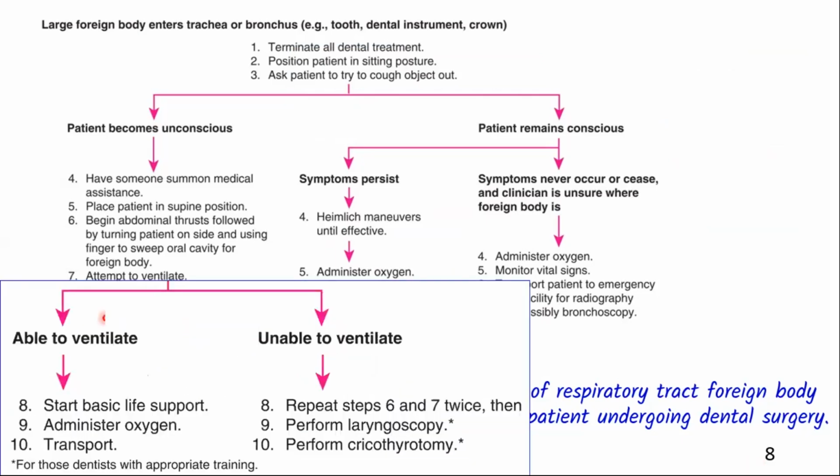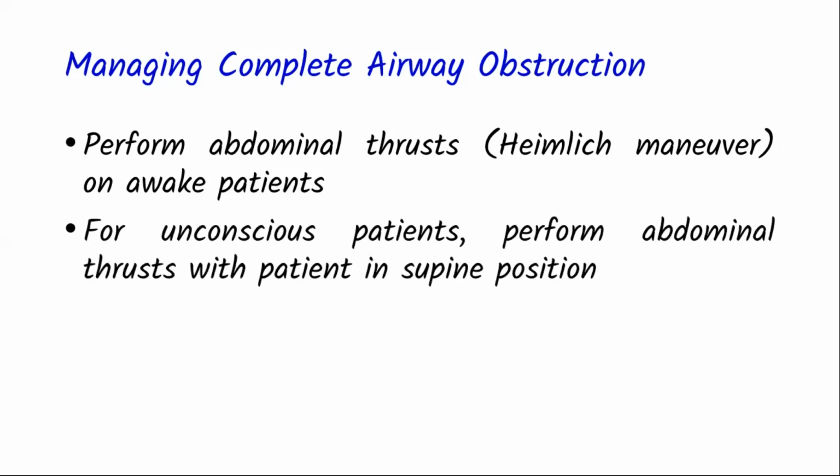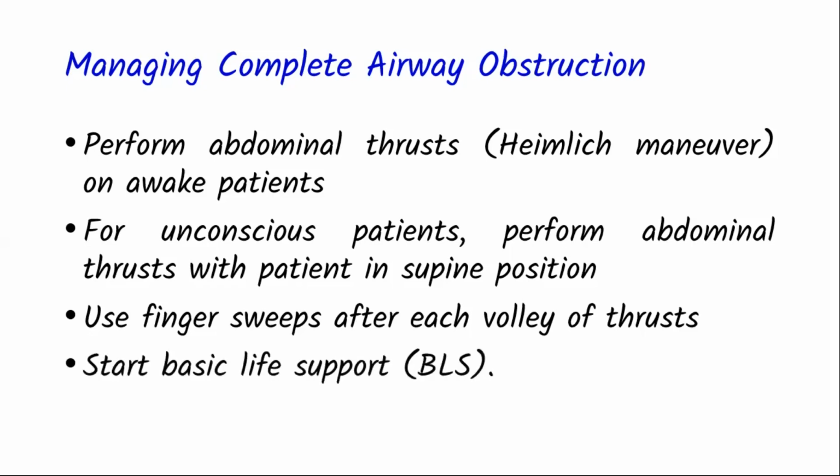Similarly, for unconscious patients, the sequence of management steps is shown here. For a completely obstructed but awake patient, perform abdominal thrusts, the Heimlich maneuver, until the object is expelled or the patient loses consciousness. For unconscious patients, perform abdominal thrusts with the patient in a supine position. After each set of thrusts, quickly turn the patient onto their side and perform a finger sweep to remove any object that may have been dislodged. If the patient is not exchanging air, start basic life support.